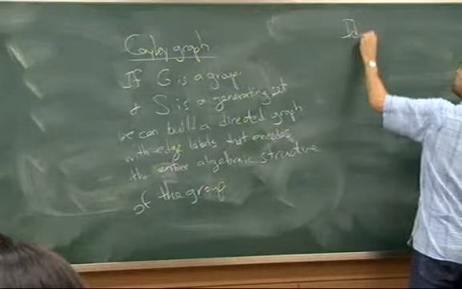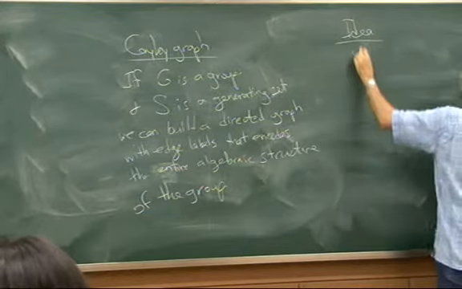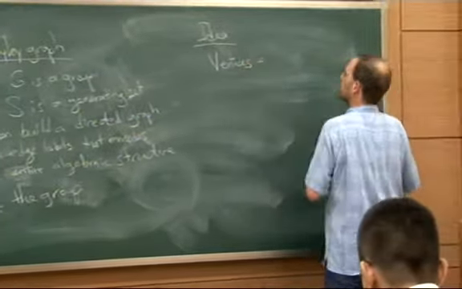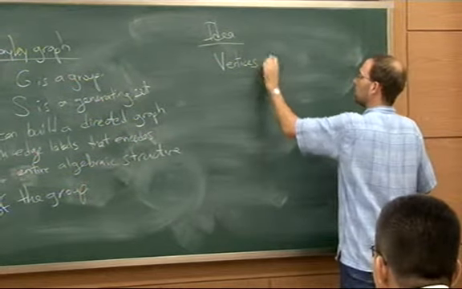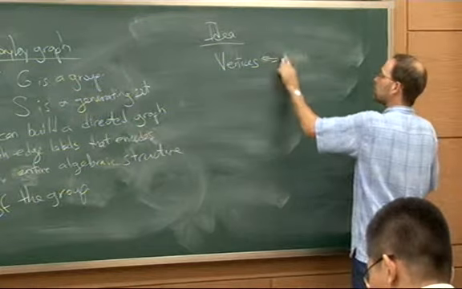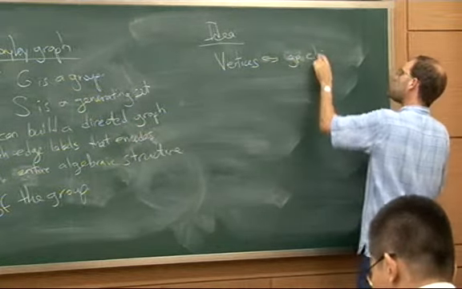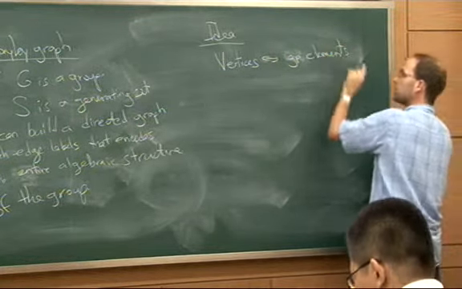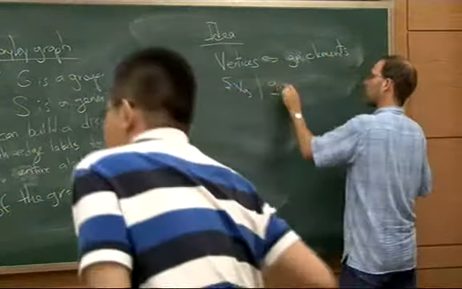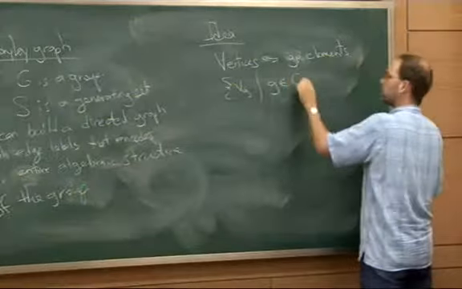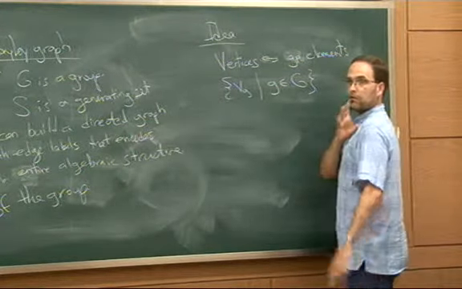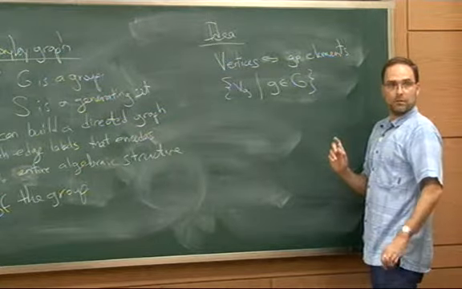And the basic idea is that the vertices correspond to the group elements. And so let's say we have V sub g for every g in G. Okay? We have one vertex for every element of the group.